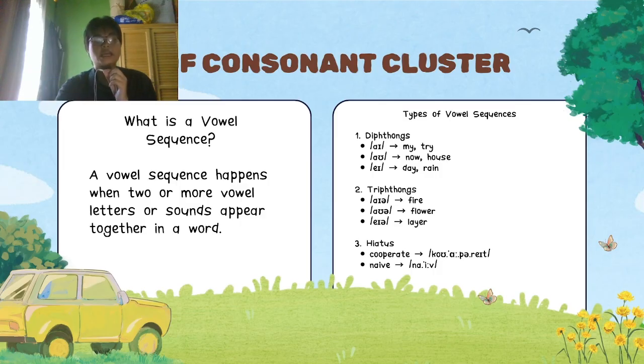And then there is hiatus. This is when two vowels appear side by side but belong to different syllables. Like for example, cooperate, naive. In these cases, we pronounce both vowels separately.